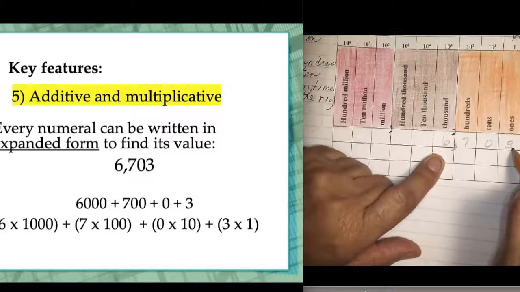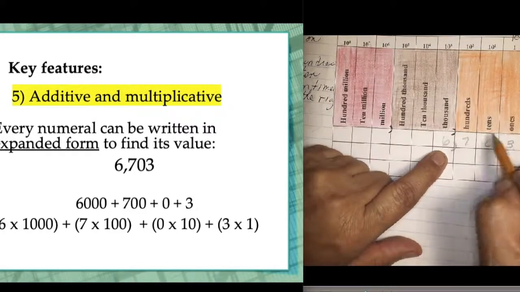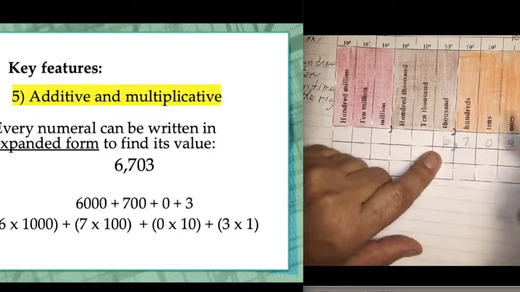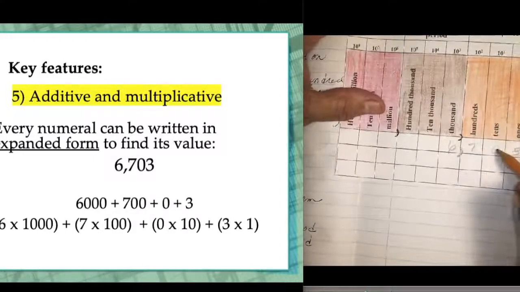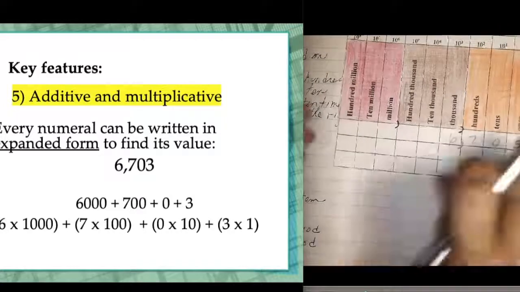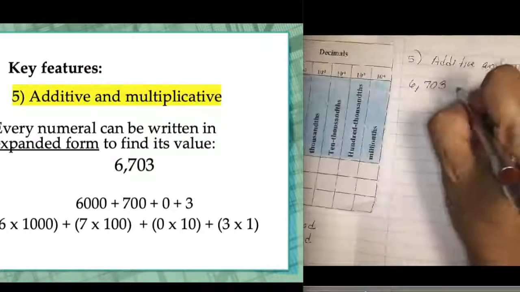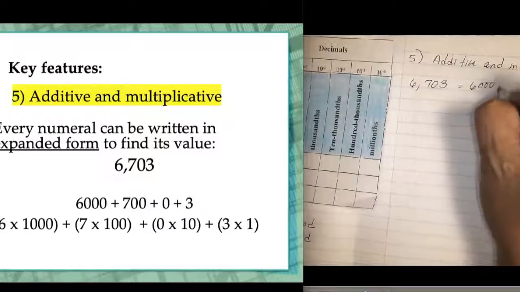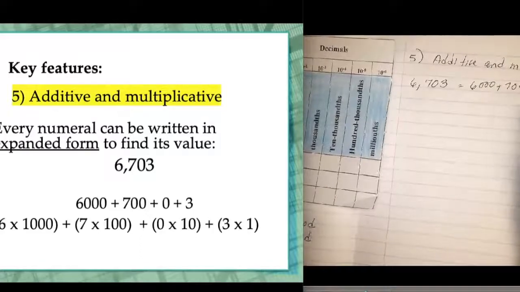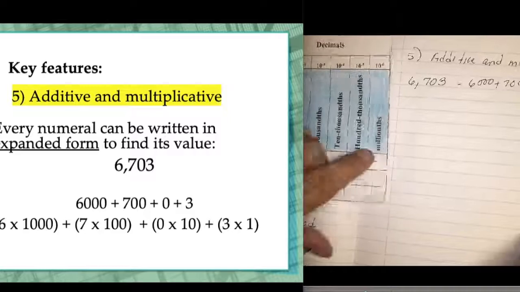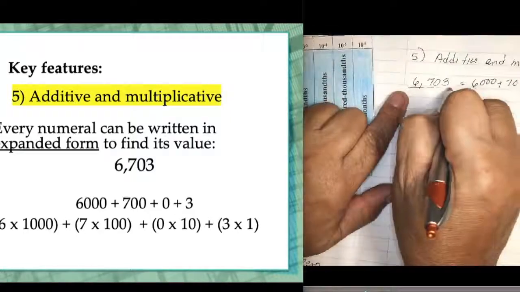In order to write it in expanded form, I simply look up. So it's 6,700, no tens, 3 ones. So this is going to become 6,700 plus 0 plus 3. And it's a good idea to include the 0.